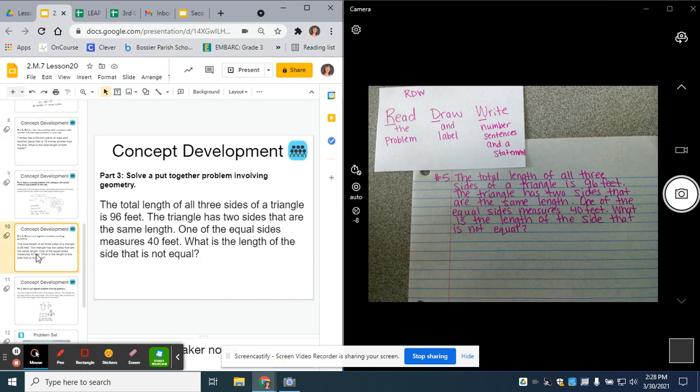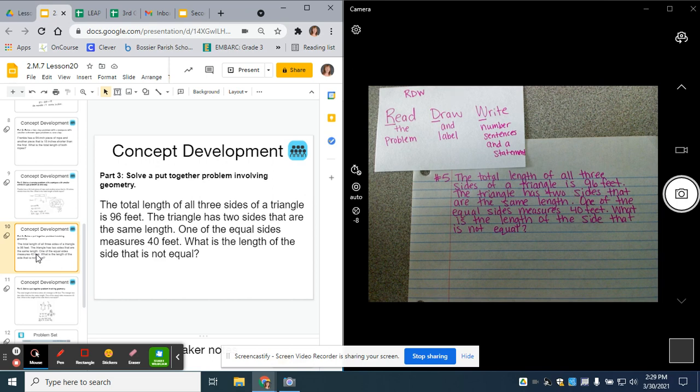All right, the total length of all 3 sides of a triangle is 96 feet. The triangle has 2 sides that are the same length. One of the equal sides measures 40 feet. What is the length of the side that is not equal?